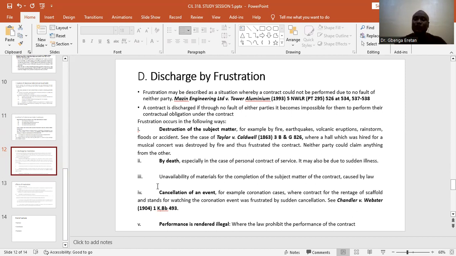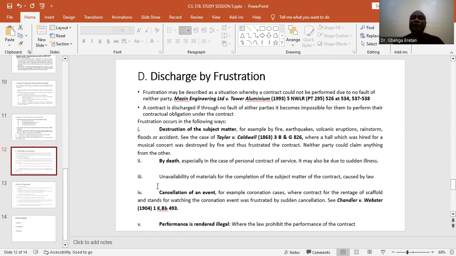So when a situation occurs and that situation does not enable parties to perform the contract, we refer to that situation as frustration. And frustration could take any of the following. Number one, destruction of the subject matter. When the subject matter is destroyed, you have to take note that in some situations, frustration could be referred to as force majeure.